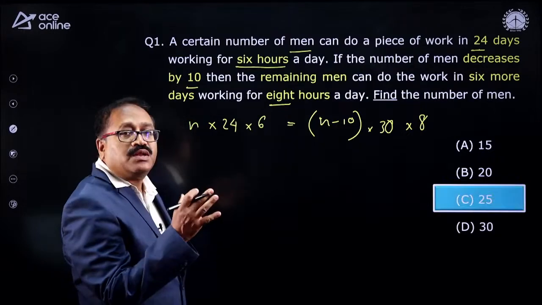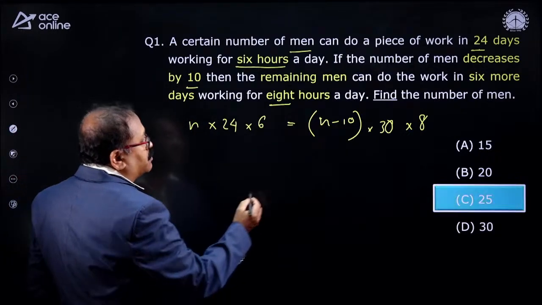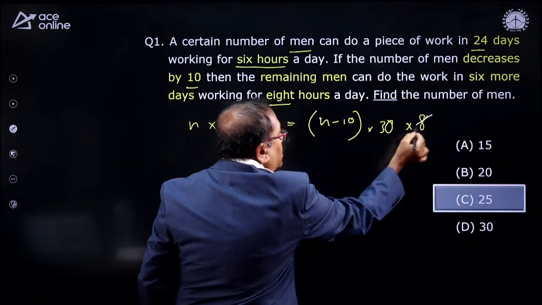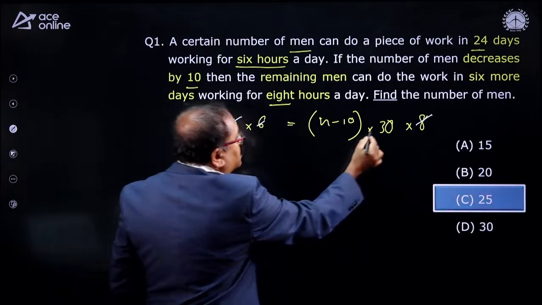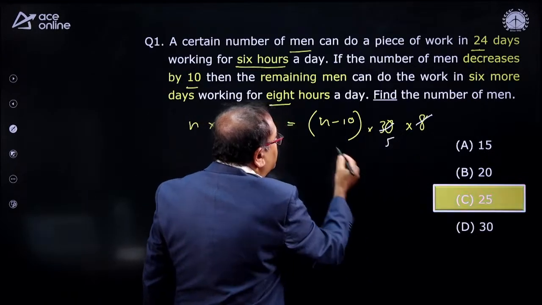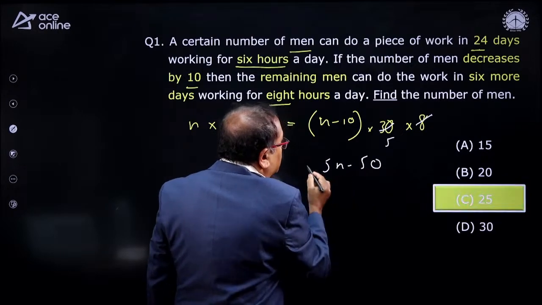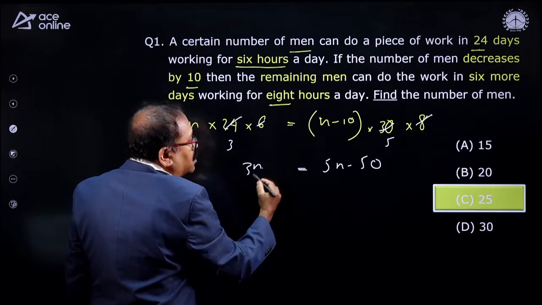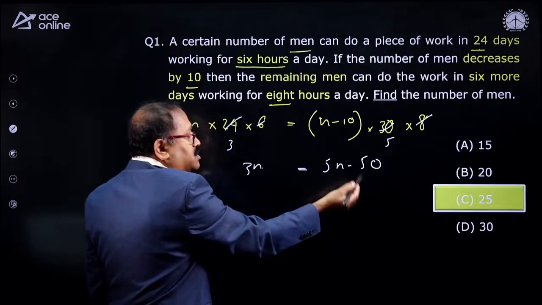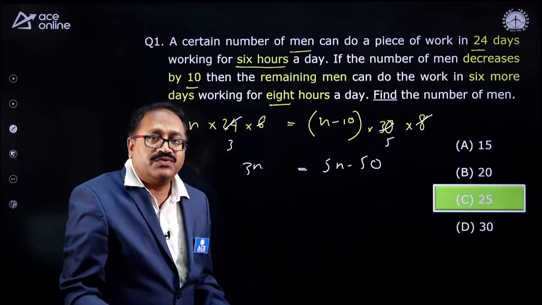So look at this one, how easily we can answer the question if we know the right concept of this. So with 8 I will cancel this one. This gets cancelled how many times? 3 times. With 6 this gets cancelled how many times? 5 times. I get the 5n minus 50, Sumit, which is equal to 3n. So if I take the other side, 2n is equal to 50. The n is equal to 25.